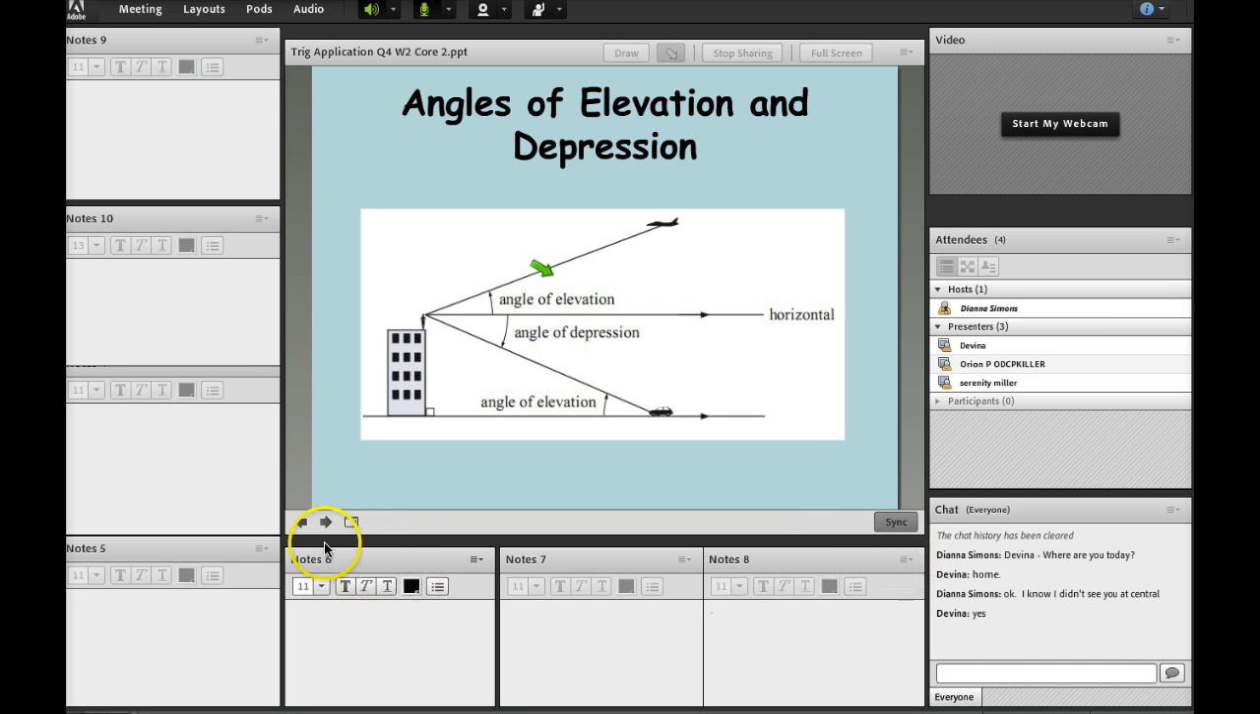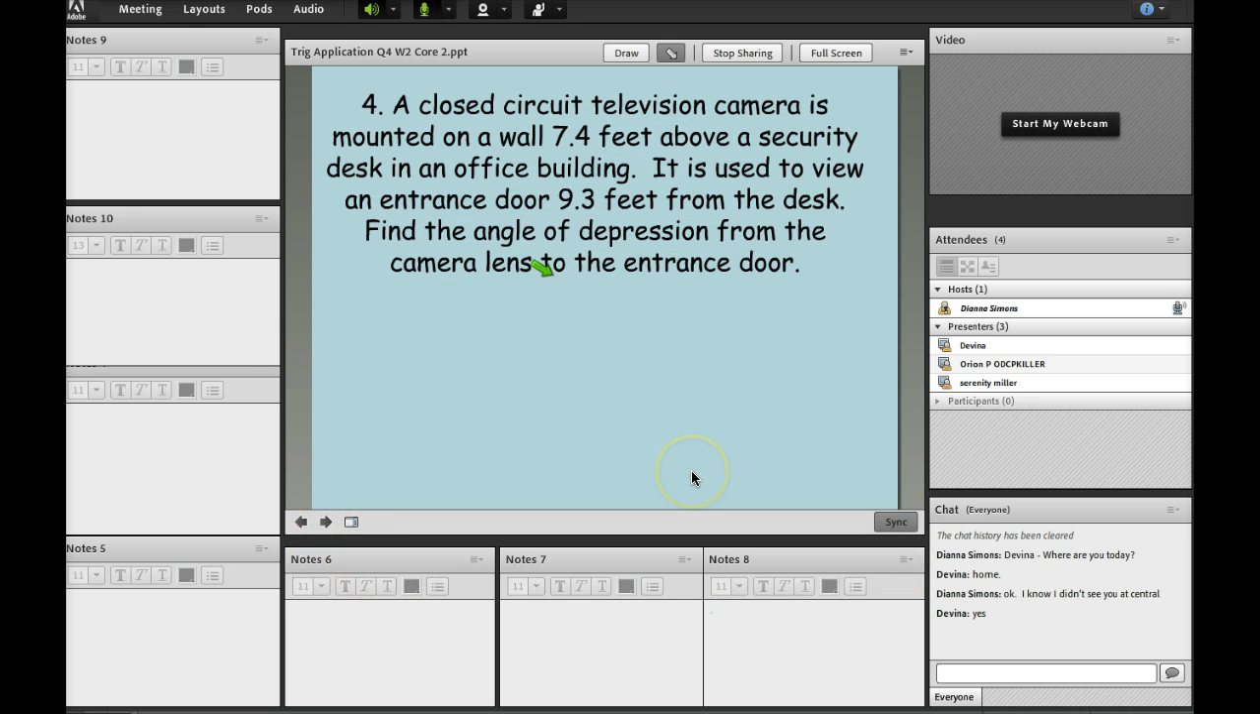All right, so let's get started. We have only 5 problems. So the problem here: we have a closed circuit television camera, and it's mounted on a wall that's 7.4 feet above the security desk. It is used to view an entrance door 9.3 feet away from the desk. We want to find the angle of depression for the camera lens to the door, where the door is, okay?